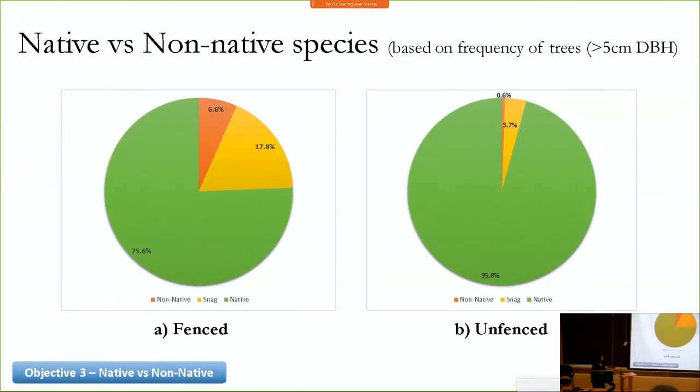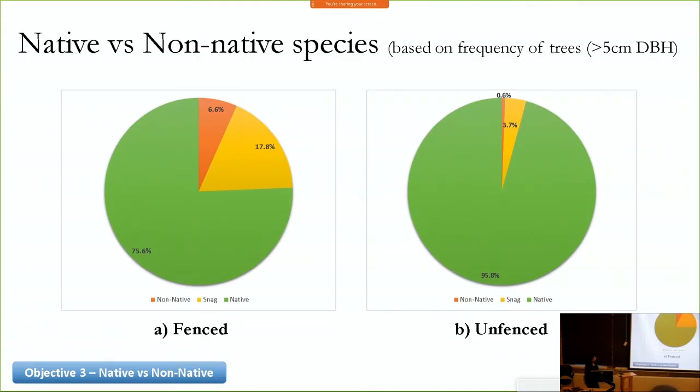So the next objective of mine was to just do a comparison of the native versus non-native. So all the different species that I showed you guys, I'm basically just grouping them into native versus non-native to Ontario, not just this area. And based on that, in the fence, you see that you have 76% of the tree species which are native, and you have some non-native and some snags because these are the DBH classes, so you would have some species that you can't really account for.